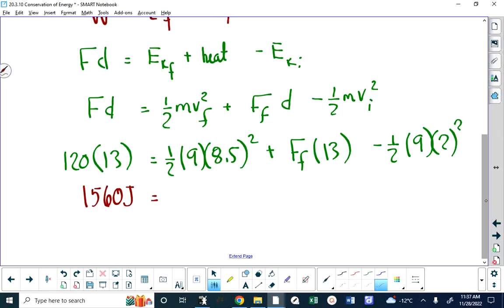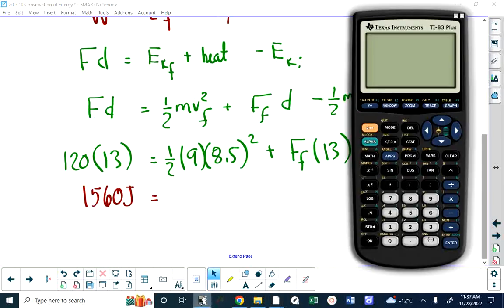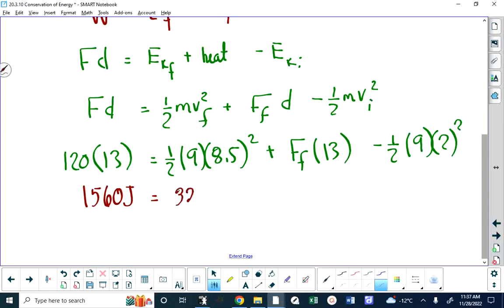Let's calculate what 1/2 times 9 times 8.5 squared is. 325.125 joules. This is the force of friction times 13. And when I calculate this, I believe it's 18 joules.